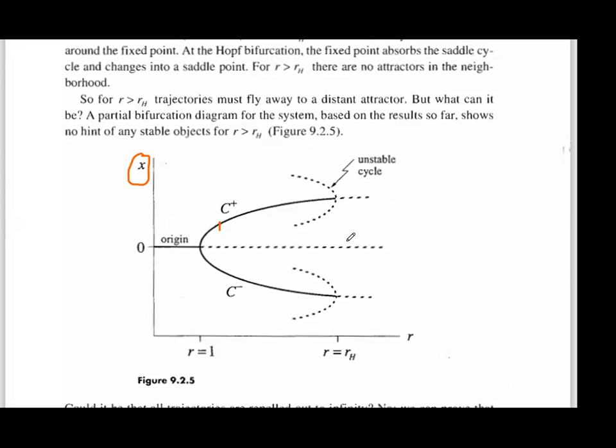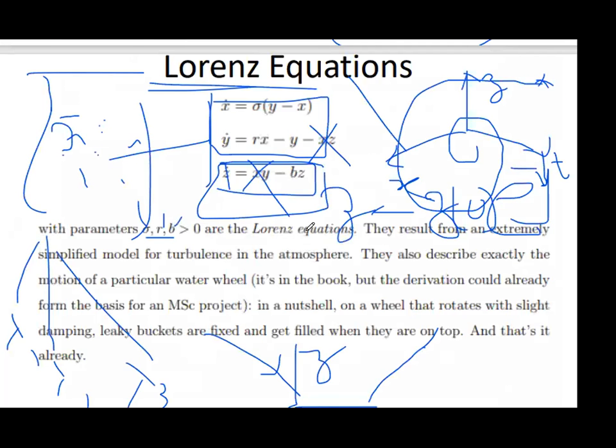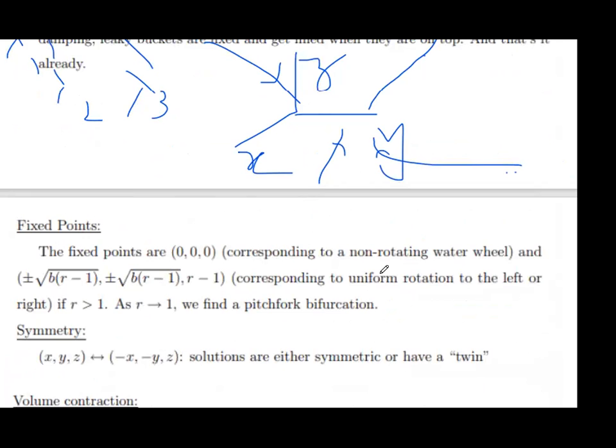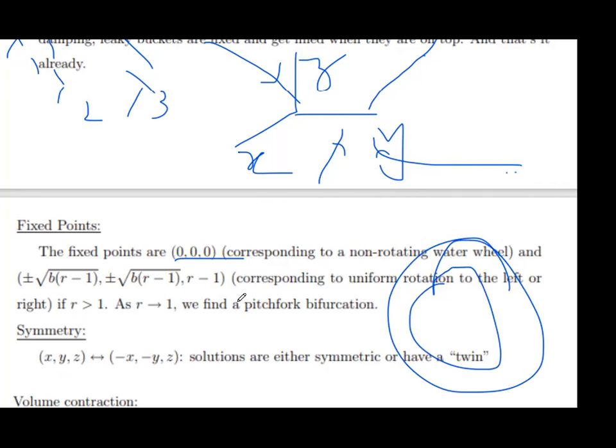So that's why you get unstable when R is greater than 1. All right, the fixed point origin, if R is bigger than 1, corresponds to uniform rotation left to right, and the other side rotation, so it corresponds to non-rotational water. The water wheel is changing its direction. We saw that; we find a pitchfork bifurcation.